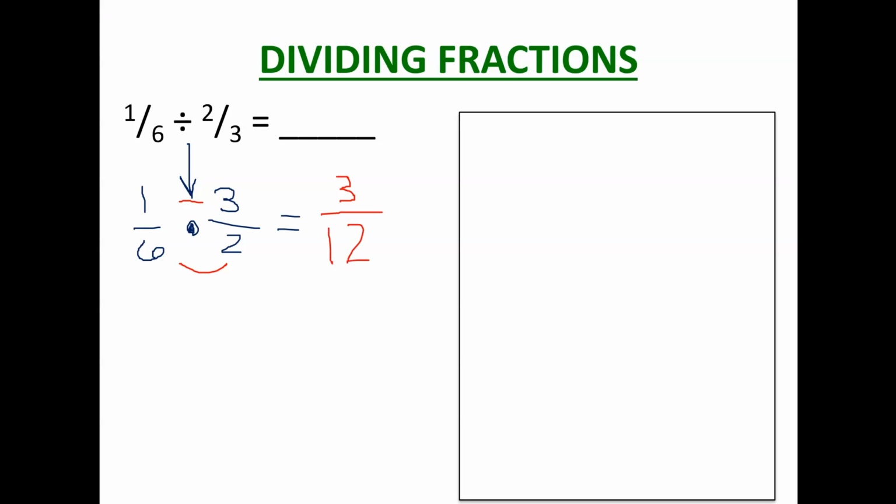But wait a minute. Both 3 and 12 can be divided by 3, so this can be simplified. 3 divided by 3 is 1. 12 divided by 3 is 4.